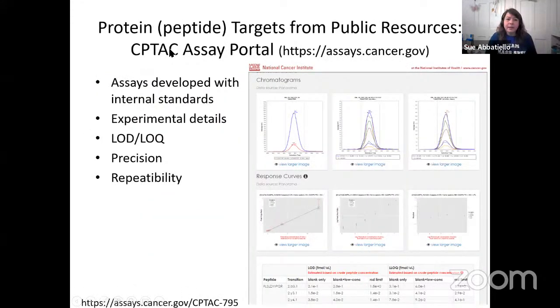And then there are peptide and protein targets from public resources like the CPTAC assay portal. And this goes down into the peptide sequence from a particular protein, limit of detection and quantitation, precision and repeatability that have been achieved empirically.